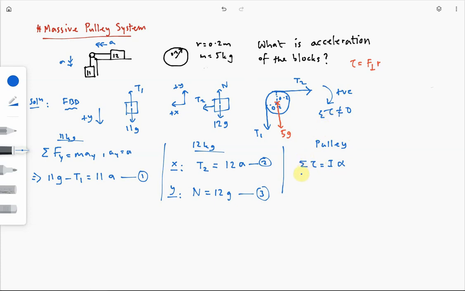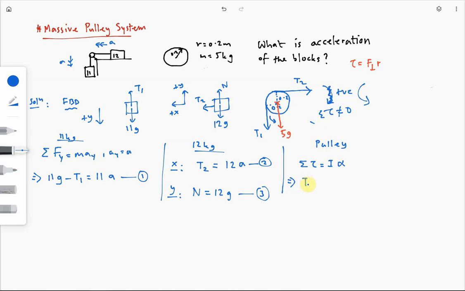Now, the summation of torques. What are the forces causing a torque on this? T2 and T1. T2 will pull along this direction, and if you fix your axis to be the center of mass, then it will cause a clockwise direction. Actually, this is not positive. We have chosen counterclockwise to be positive. Okay. So T2 will be exerting a clockwise torque, while T1 will be producing a torque about x in the counterclockwise direction. Alright? So counterclockwise is positive, so the torque produced by T1 is positive.